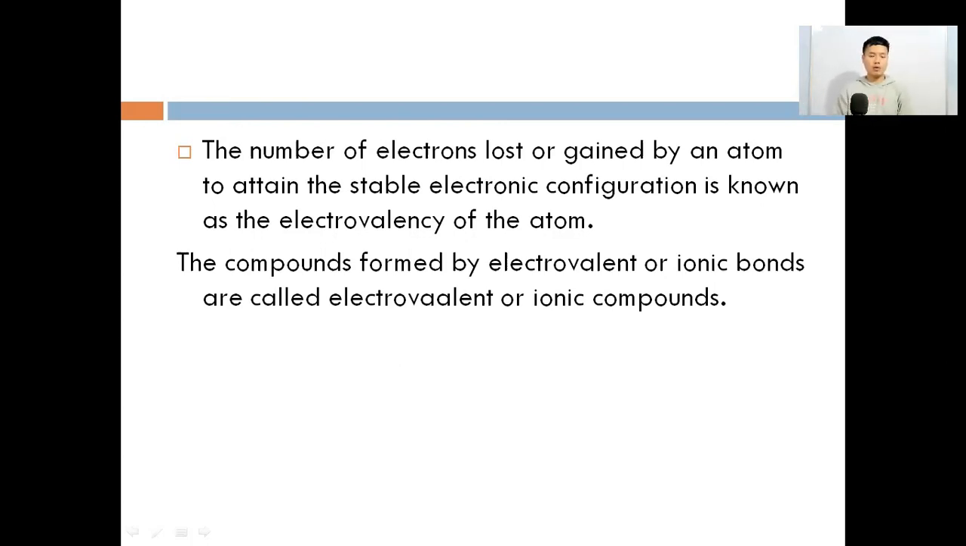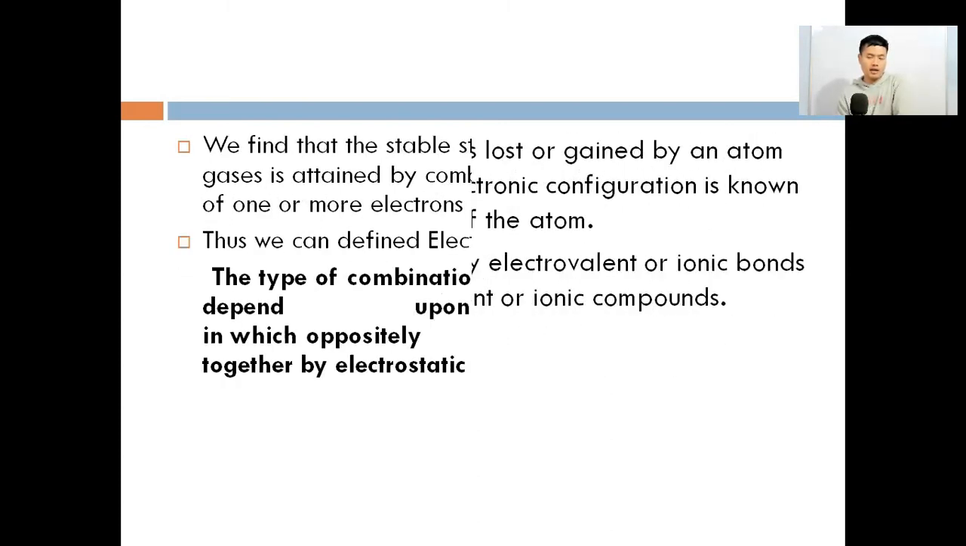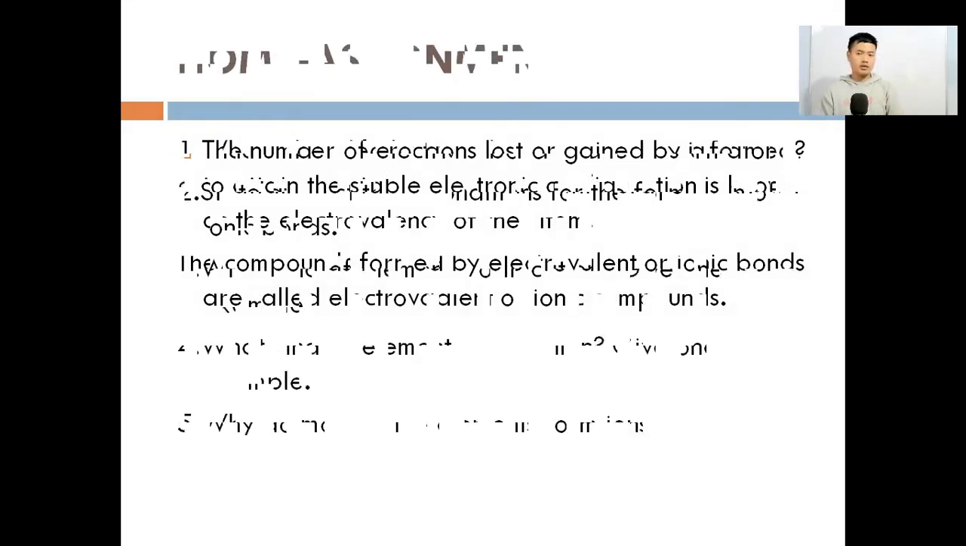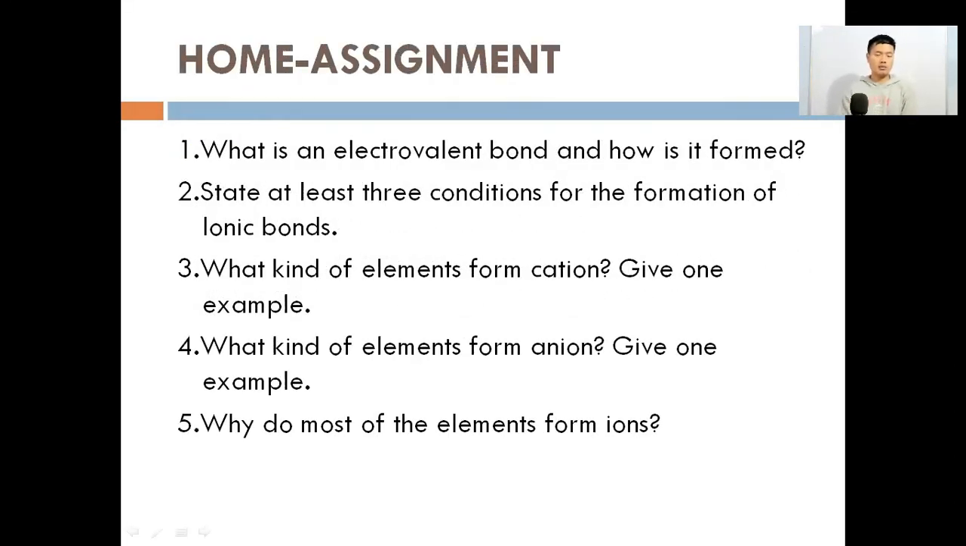And the compounds formed by electrovalent or ionic bonds are called electrovalent or ionic compounds. In the previous examples, we know that sodium and chlorine combine to form a compound. And this type of compound is formed by ions, like sodium is an ion, chlorine is also an ion. Sodium is a cation and chlorine is an anion. When they combine, they form a compound. And this type of compound formed by ionic bonds is known as an ionic compound.